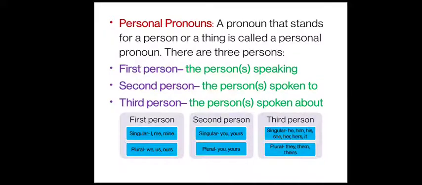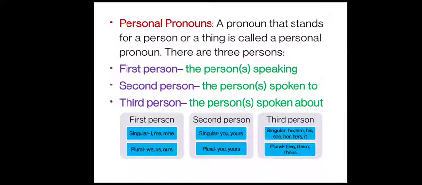So there are three persons. First person, the person who is speaking. Okay. Second person, the person who is spoken to. First person, like I am speaking, so I am the first person. The person spoken to, I am talking to you people, you students, you children, so you are what? Second person. Now the third person, the person spoken about. So basically I am talking about pronouns, so pronoun is a third person. In that way we have divided first person, second person, and third person.